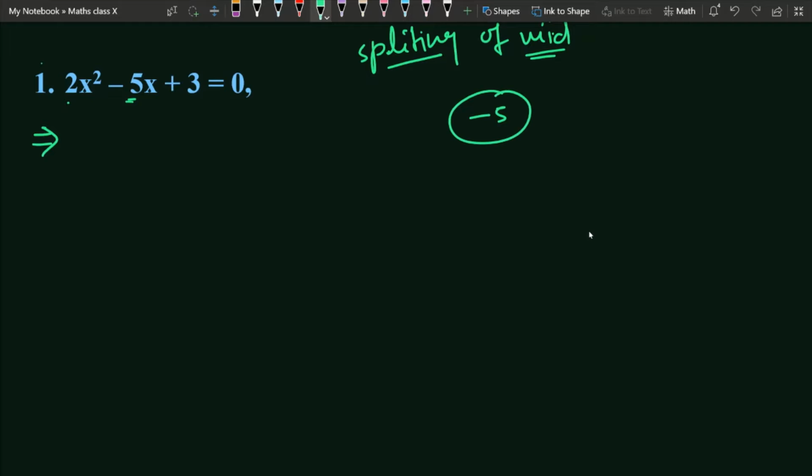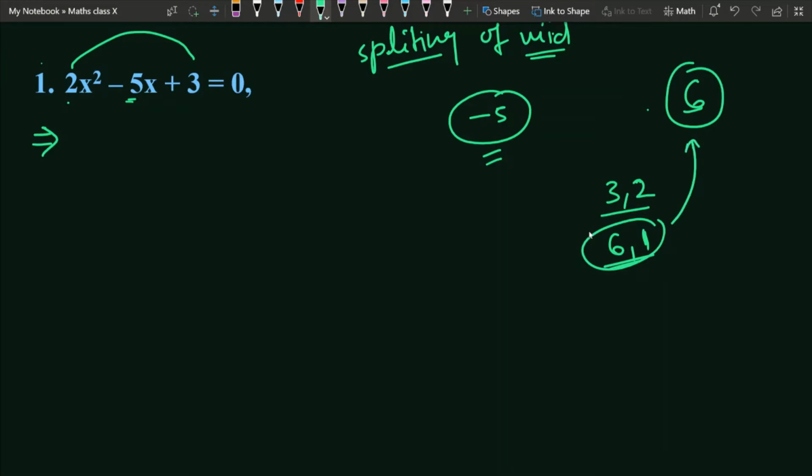Minus 5, that means you have to search for two numbers, multiplying which you get 3 into 2, that is 6, and by adding or subtracting you get minus 5. So this combination is 3 and 2, because 3 into 2 is 6 and 3 plus 2 is 5. There is one more combination like 6 and 1, 6 into 1 is 6, but this will not be applied here, because only 3 and 2 will apply.